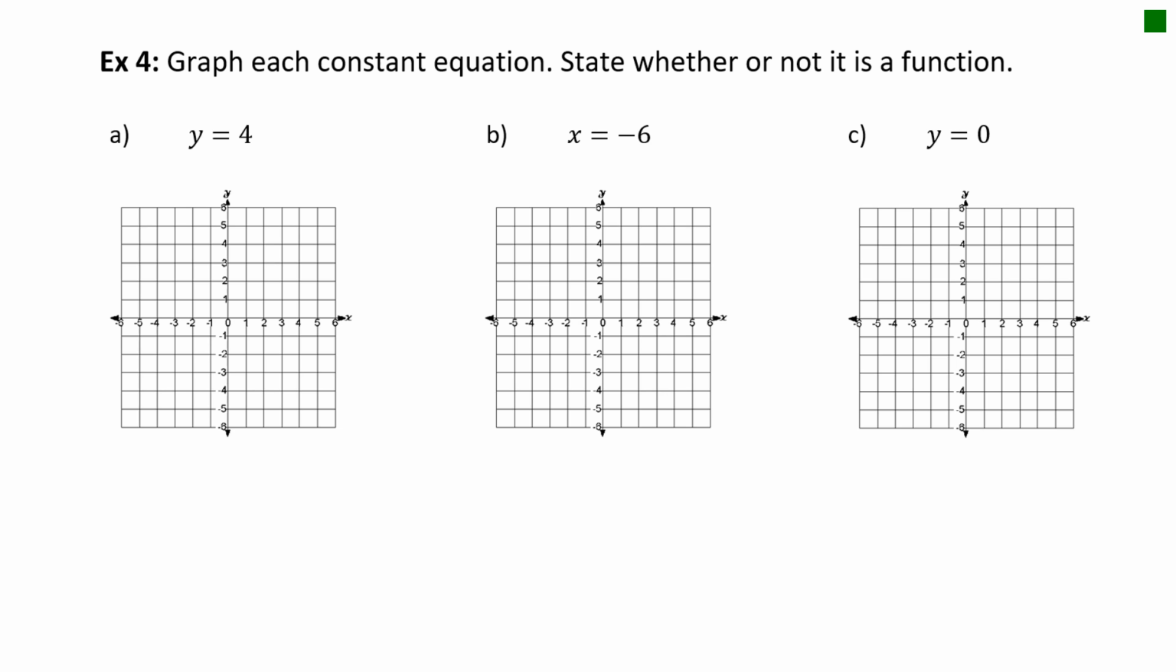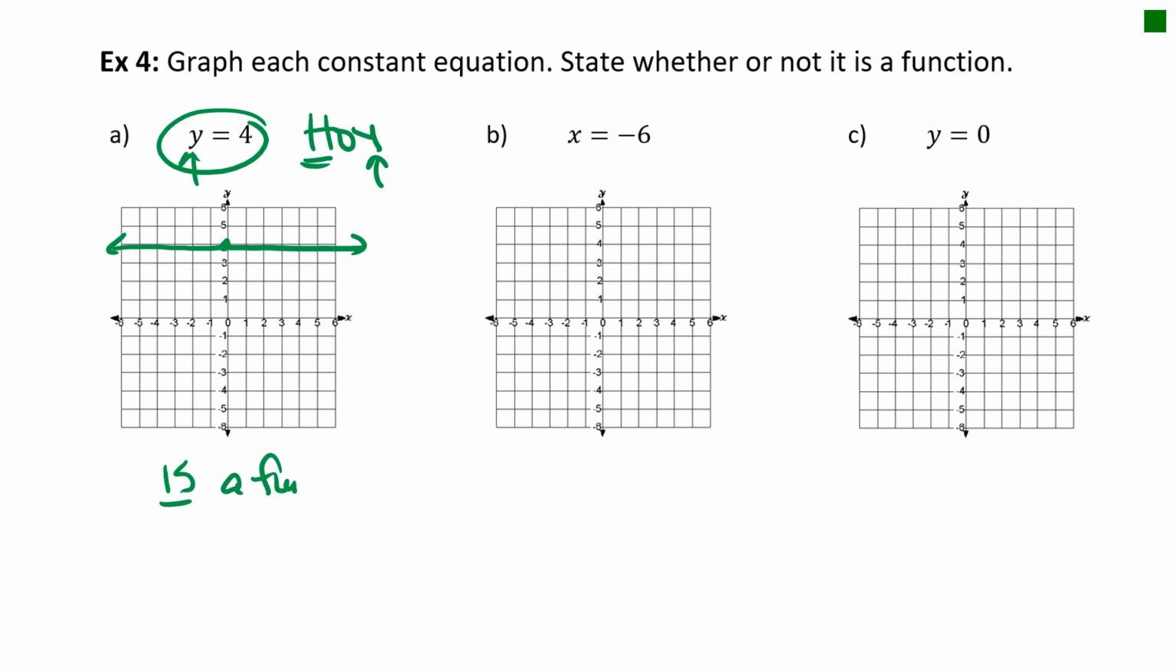So graph each constant equation, state whether it's a function or not. So this is y, so in my head I'm going Hoy. The y of the Hoy tells me it's y equals. The h tells me it's a horizontal line, where y is 4. Up here's where y is 4. So I'm going to go to where y is 4 and draw a horizontal line. It is a function. All horizontal lines are functions, okay? Remember, this point right here is 0, 4. This point is 1, 4, 2, 4, 3, 4, negative 1, 4, negative 2, 4. All the y's are 4.